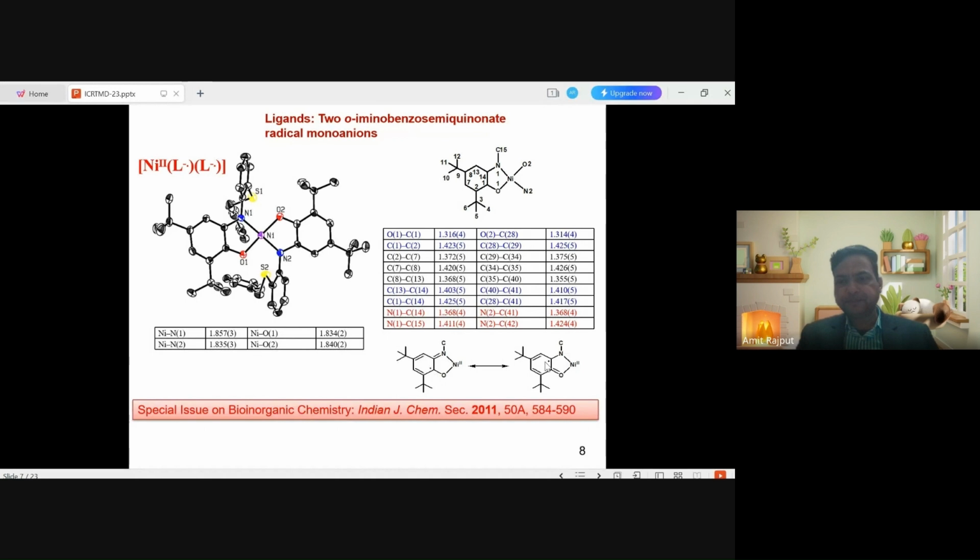Now it is confirmed with the help of the crystal structure, and this is the crystal data. So we can see here the carbon-oxygen bond length is 1.316 angstrom, and for the other ligand it is 1.314 angstrom. And if we see the other bond lengths also, it shows that one ligand is present in the semiquinone form and the other ligand is also present in the semiquinone form. So -1 is one ligand and another -1 is the other ligand. So nickel is in the +2 oxidation state.